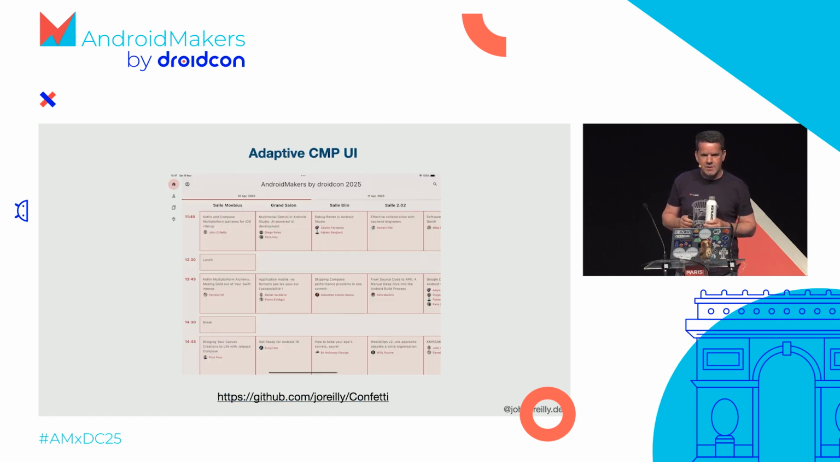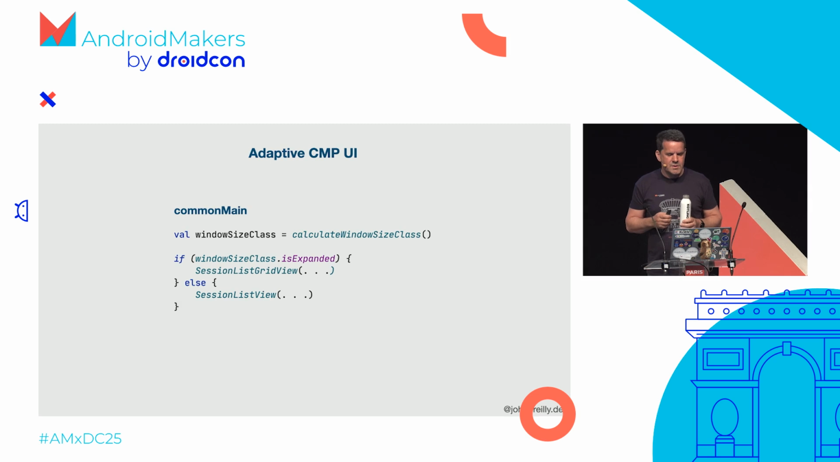OK, finishing this section with a small example of how common Compose Multiplatform adaptive layouts work equally well on iOS. This is the My Mac designed for iPad version of the Confetti CMP app. And you can see here a small example of how we can easily use the CMP adaptive libraries to dynamically switch between different layouts depending on the screen size.